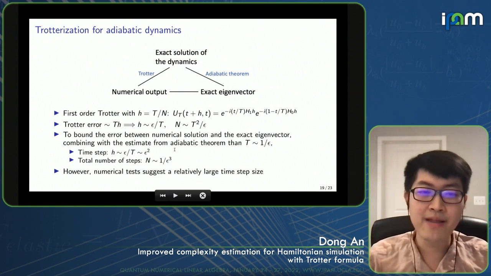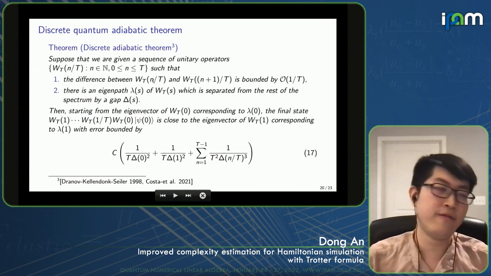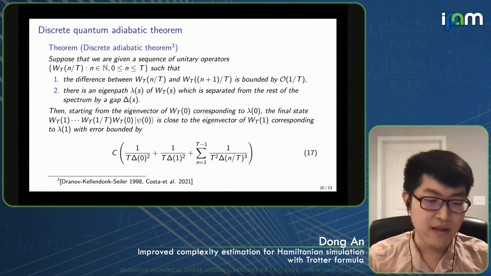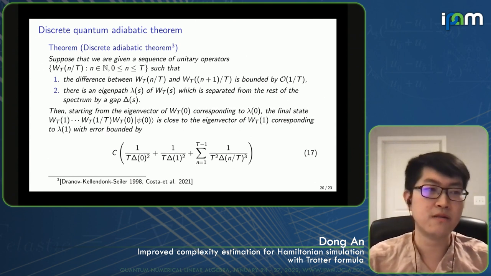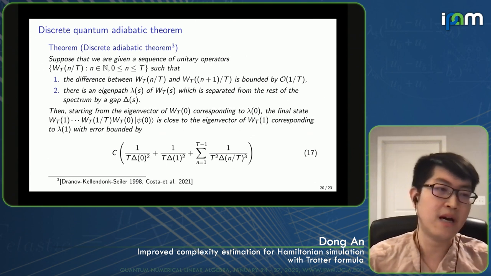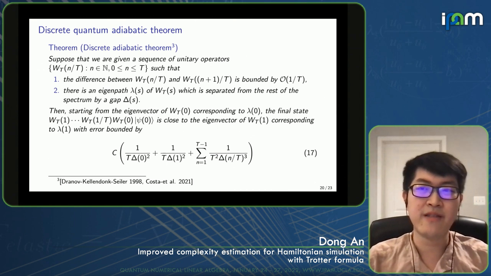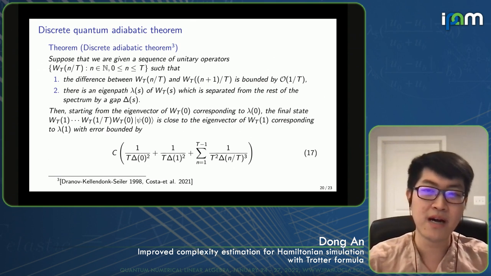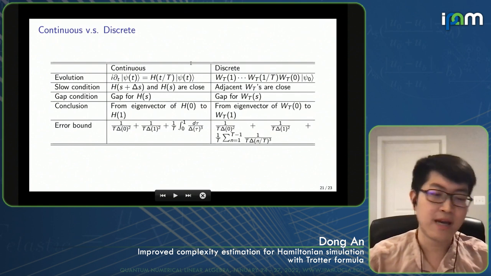The way that we are trying to understand this is a new tool, the so-called discrete adiabatic theorem. The discrete adiabatic theorem can be dated back to 1998, but in our recent work, we proved a refined version. I believe in the next talk, Dominic will talk more about this discrete adiabatic theorem in more detail. Here I just briefly show you the result. The discrete adiabatic theorem can be understood as an analog of the continuous adiabatic theorem.